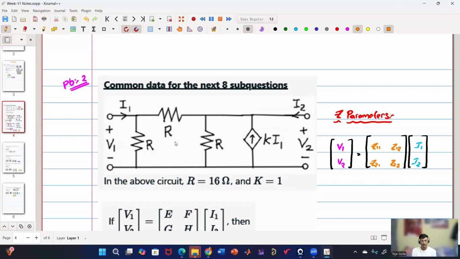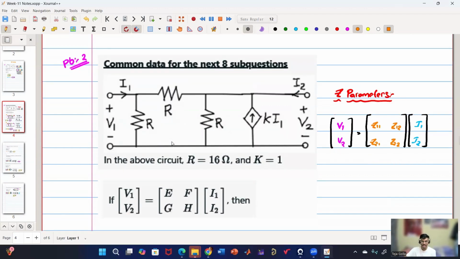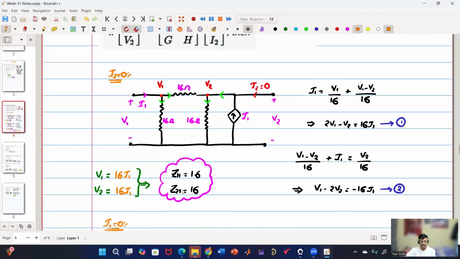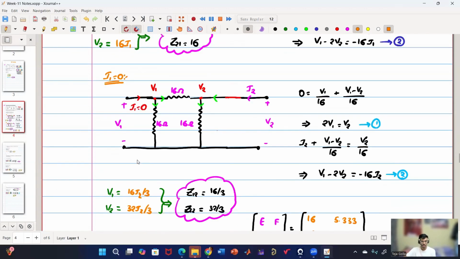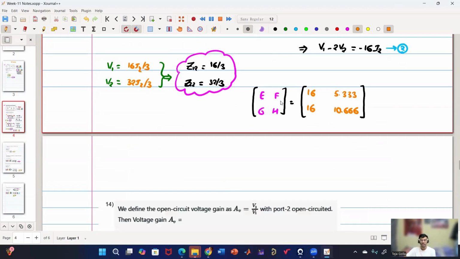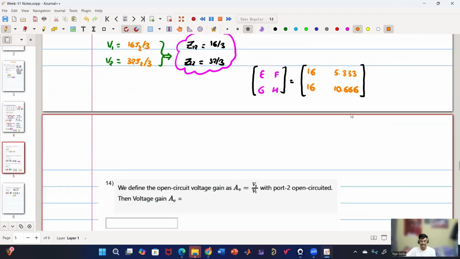So in this question, they have given a two-port network, V1 I1 on the input side, V2 I2 on the output side, and they have given resistance is 16 ohm and K is 1. First they are asking for the Z parameters. For calculating the Z parameters, we put I2 equals 0 and calculate Z11 and Z21, and we got both as 16, 16. Then we substitute I1 equals 0 and calculate Z12 as well as Z22. We got Z12 is 16 by 3 and Z22 is 32 by 3. So we got our E, F, G, H values as 16, 5.333, 16 and 10.666.